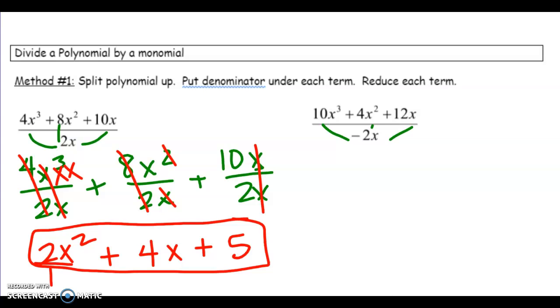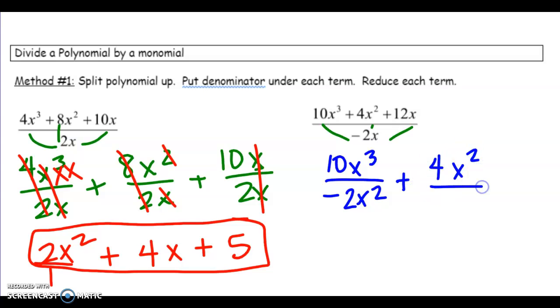Okay. On the next one, we're going to do the same thing, and we're just splitting everything up. Now, notice on the bottom there is a negative 2x. I'm going to keep that plus, and we're going to do a couple of different things when we solve, and you'll see here in just a second.